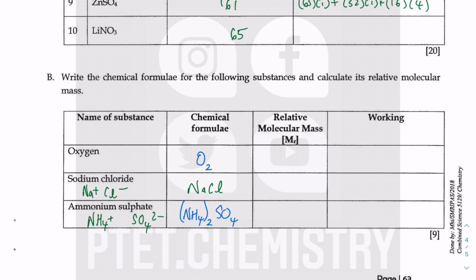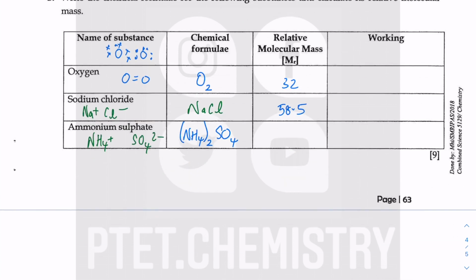Okay, I can show you, it's like that. I can also show you dot and cross like that. Make sure when you draw dot and cross, you complete all the other electrons and not just the bond. In terms of relative molecular masses, for oxygen there's just 16 times 2. I get 32. And then for sodium chloride, 23 times 1 plus 35.5 times 1. I get 58.5.